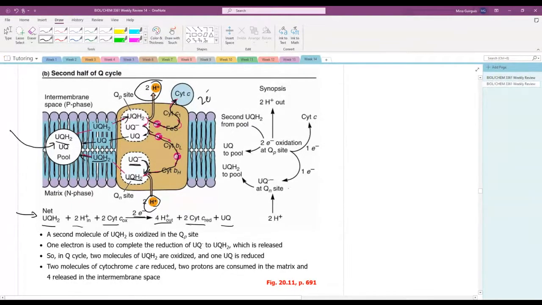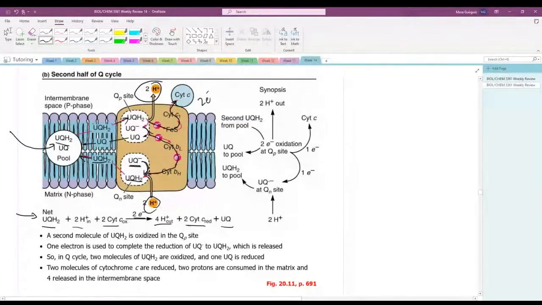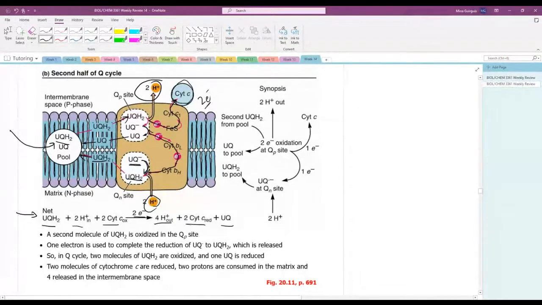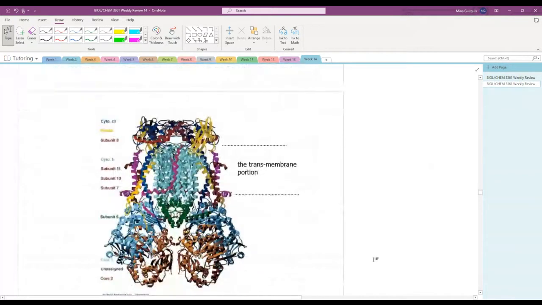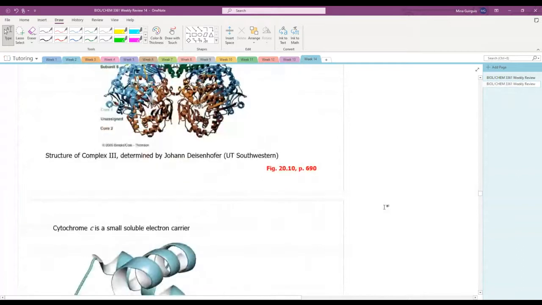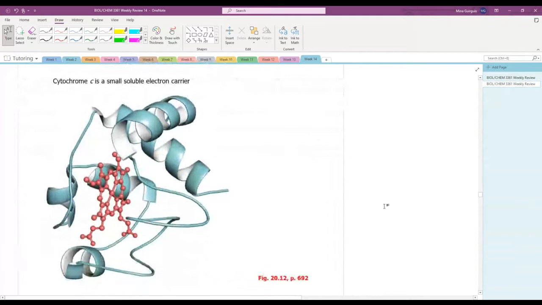Okay, so I want to point something out that's really weird and also really important. This is 2 separate cytochrome Cs. I drew 2 electrons here to say we've done it twice, but these are 2 separate cytochrome Cs because each cytochrome C carries a single electron. Unlike UQ, cytochrome C can only accept a single electron. Okay, all right. So this is the transmembrane portion of complex 3. It's overwhelming, but interesting fact, this was discovered by a guy at UT Southwestern.